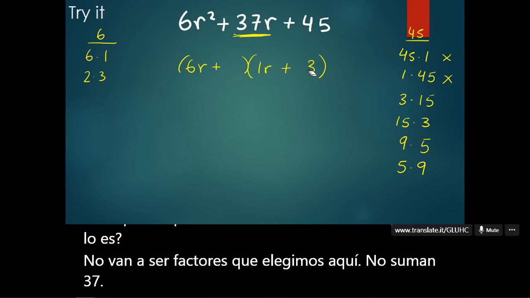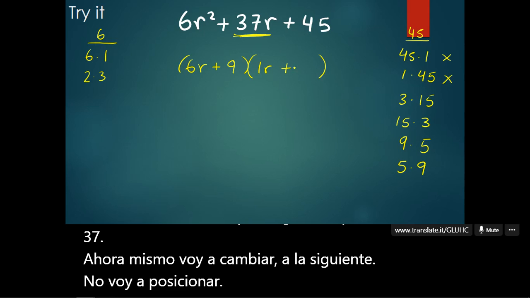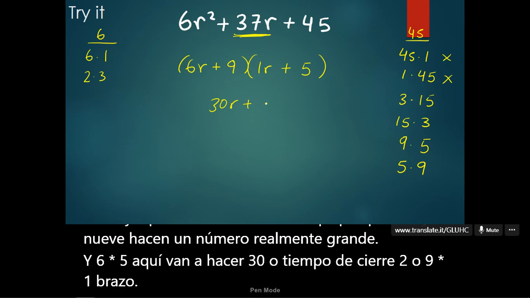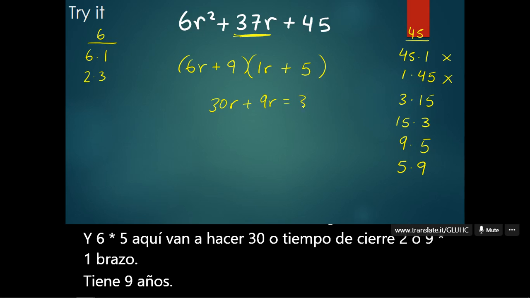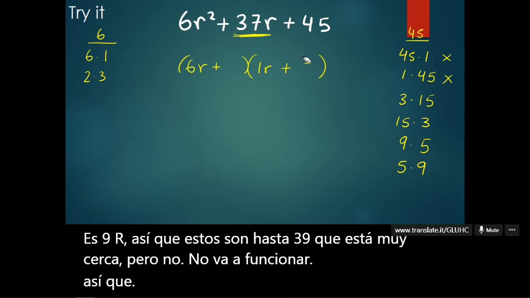All right, so now I'm going to switch and go on to the next one. I'm not going to position the 9 here because 6 and 9 make a really big number. And 6 times 5 here is going to make 30r, plus 9 times 1r is 9r. So these add up to 39, which is really close, but it's not going to work out. So that means that none of these work for 6 and 1.